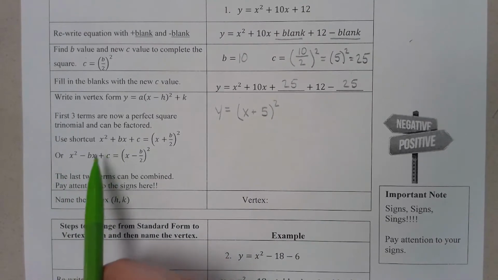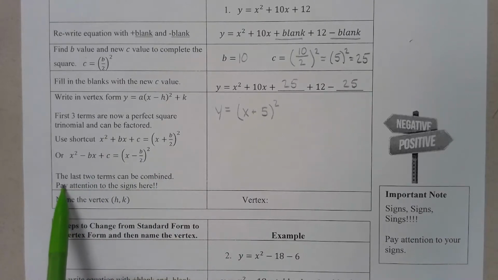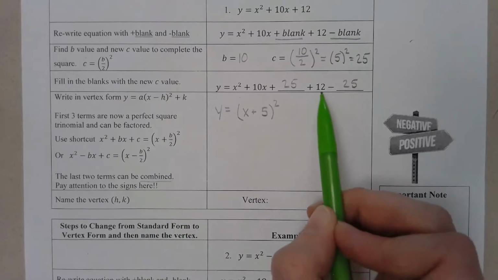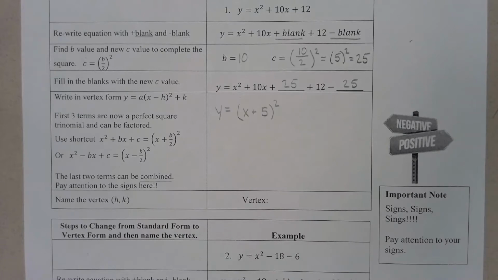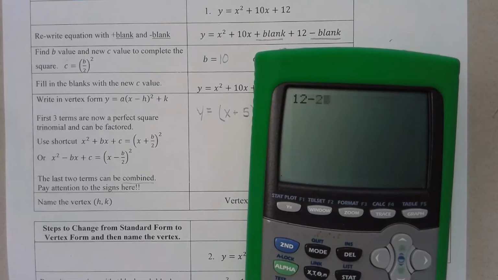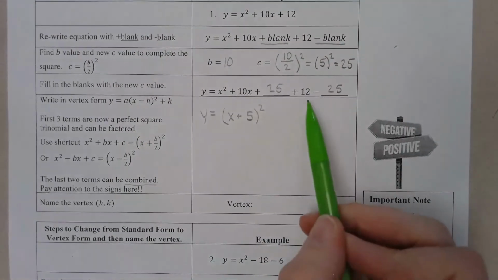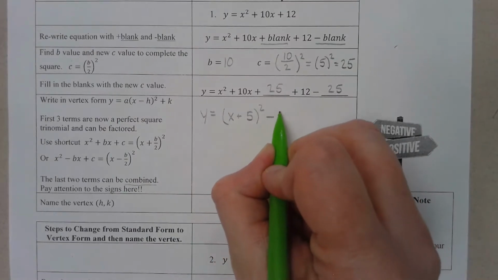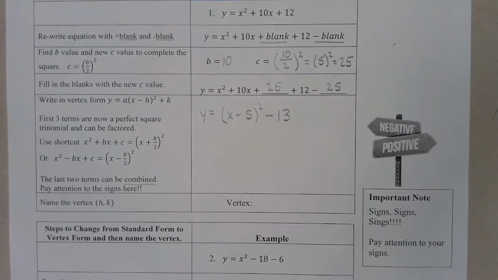Of course, if there's a positive or negative b, your factor will reflect that. The last two terms are combined. You always just combine those together. So this is a 12. You're going to take away 25. So 12 minus 25 gives us a negative 13. So when you combine those, you can say plus a negative or just minus 13. So that is our equation in vertex form.